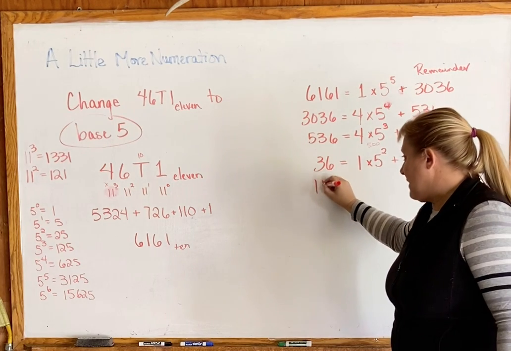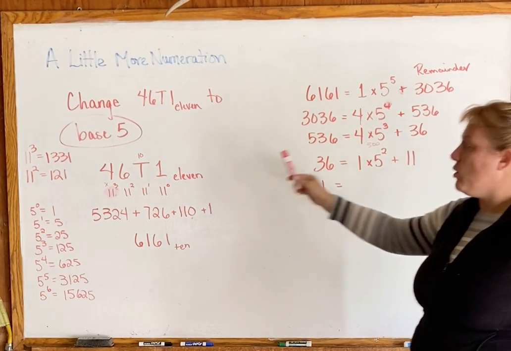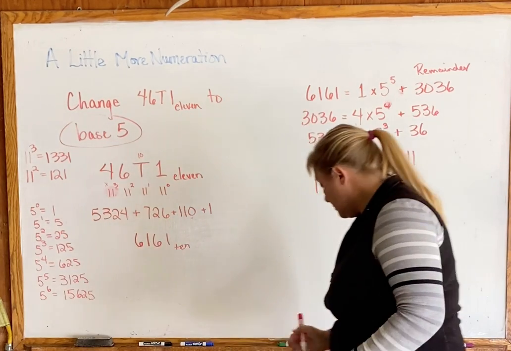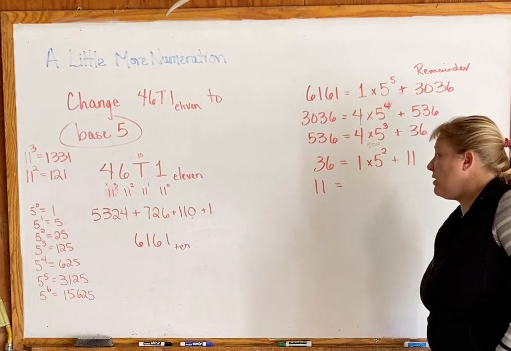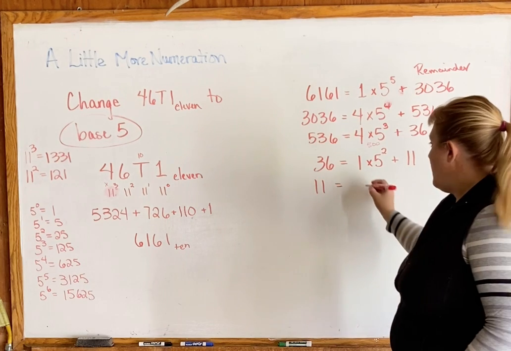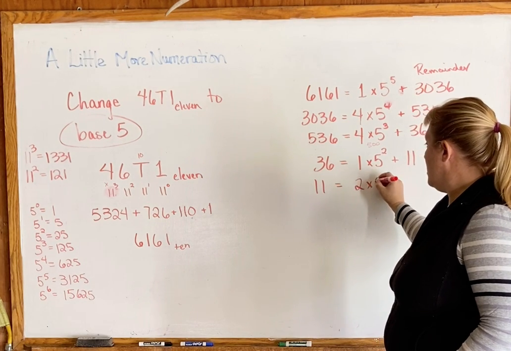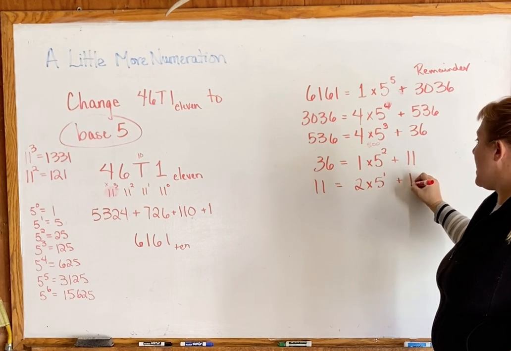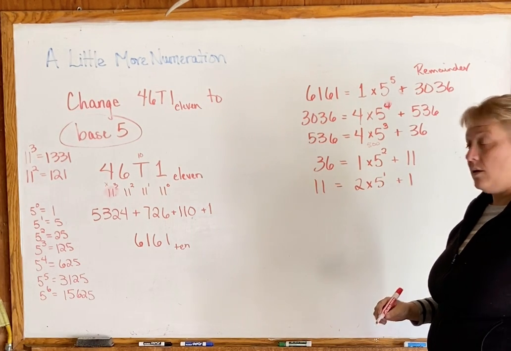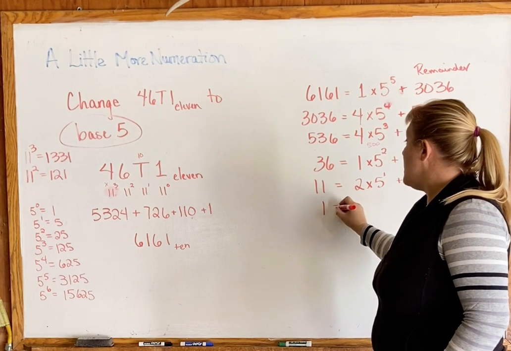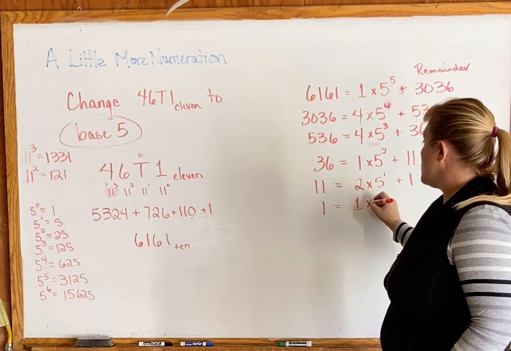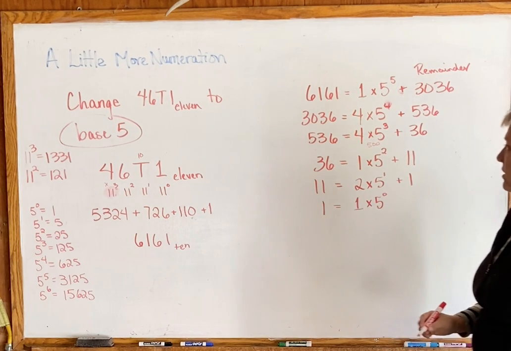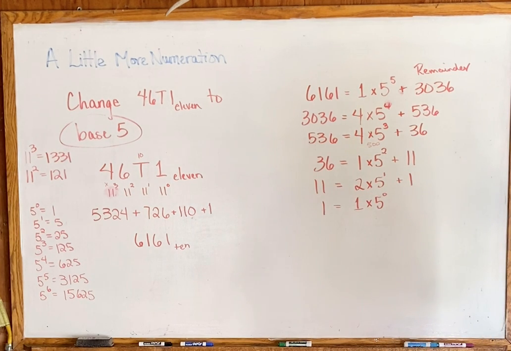Now 11 comes down here, and we're on the next number in line. So how many 5s are there in 11? There are 2 5s, which makes 10, which means the remainder is going to be 1. So the remainder is 1, which means our last step is just 1 times 5 to the 0. Okay, so remember, it's a division and then you see what's left over. So division and you're looking for the remainder.